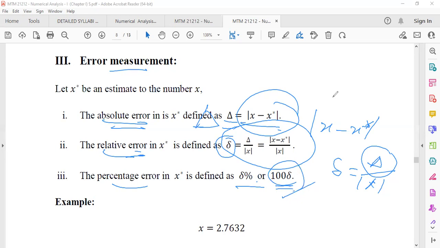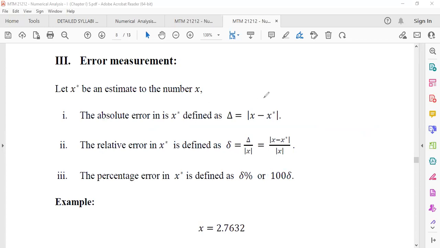So please note down all these. This is something we can get some questions on.